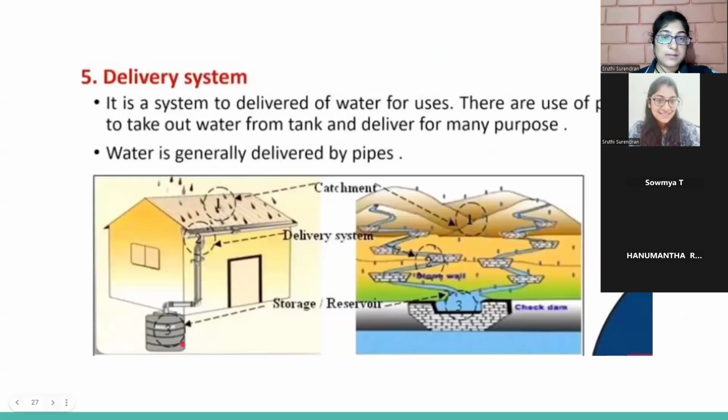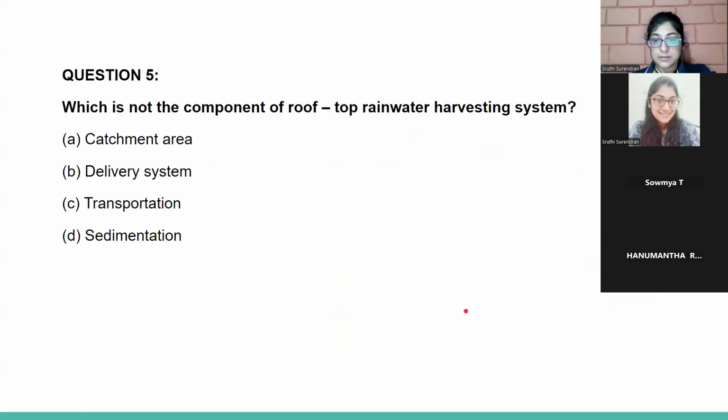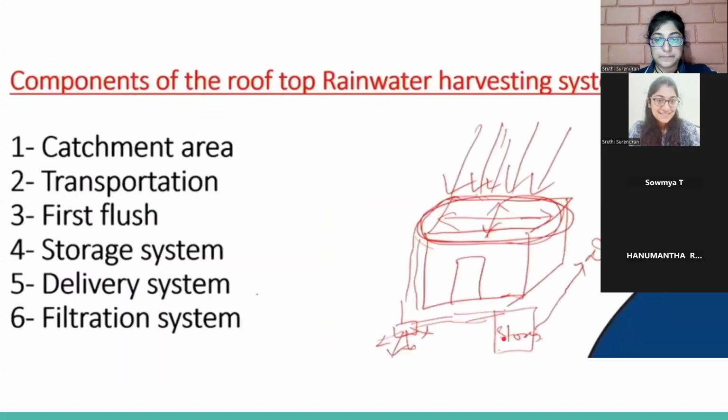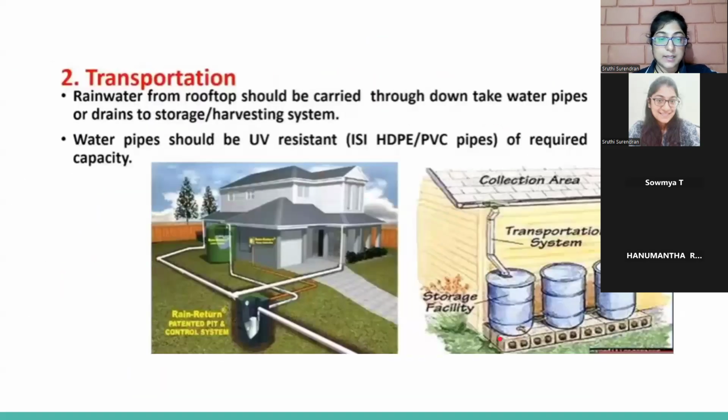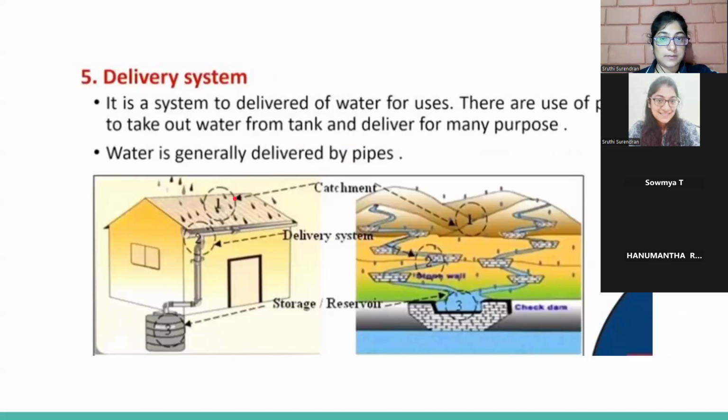Then there is a delivery system. Delivery system is again two components. One delivers water from the collection point to the storage, and another is water that is being transported for the purposes of usage. Now, after the store, if you provide a tap like this, then it is going to be part of the delivery system. So that comes under the delivery system of a rooftop rainwater harvesting.